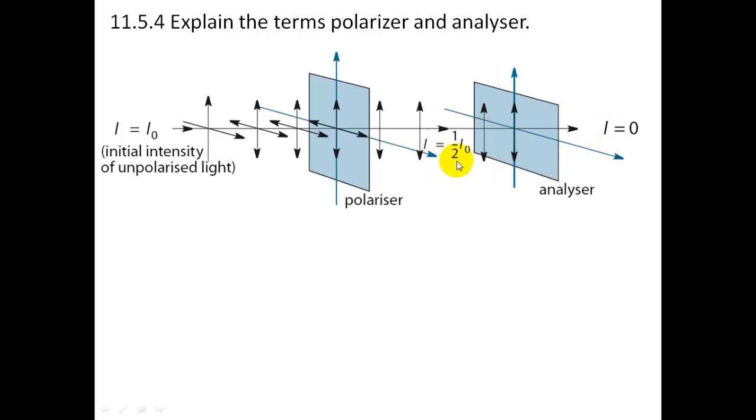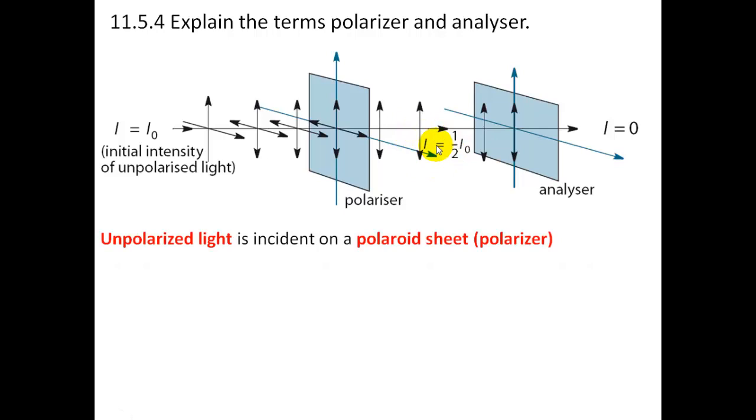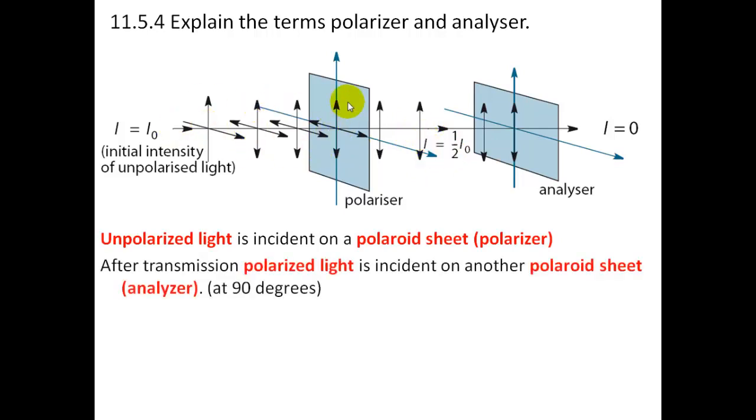Notice that the radiation that's transmitted from the polarizer is half the intensity, because the horizontal component has been filtered out. Basically half the radiation has been filtered out, so the intensity is half of what it was before. So unpolarized light on the polarizer, then polarized light transmits through the polarizer and is incident on the second polarizing sheet, which is called the analyzer, which is set at 90 degrees.